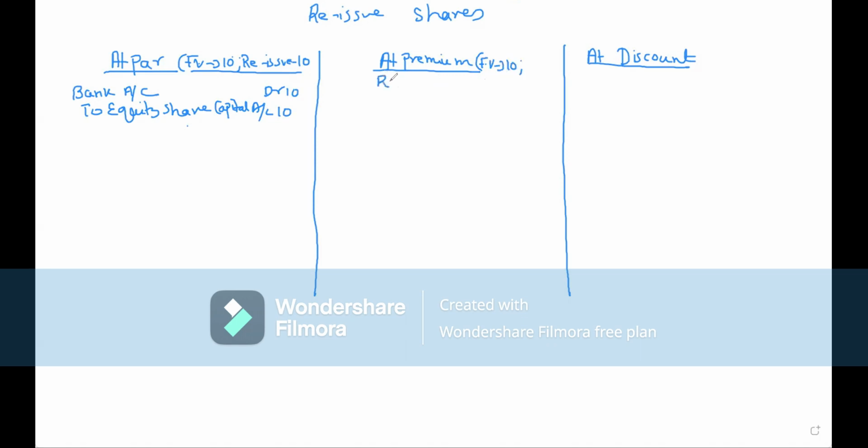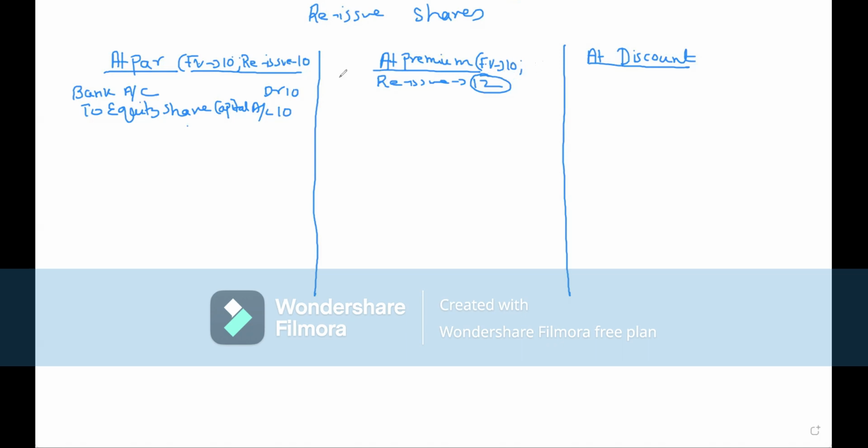Next is premium. Suppose the face value of the share is 10 and the shares have been reissued, say, at rupees 12. Now, in this case, what is happening? A 10 rupees share reissued at 12. So, are you not reissuing at more than the face value? Your face value is 10. Your called up is also 10. You are reissuing them at rupees 12. Means you're reissuing at more than the face value, or let's take it the other way. You are reissuing at more than the called up value.